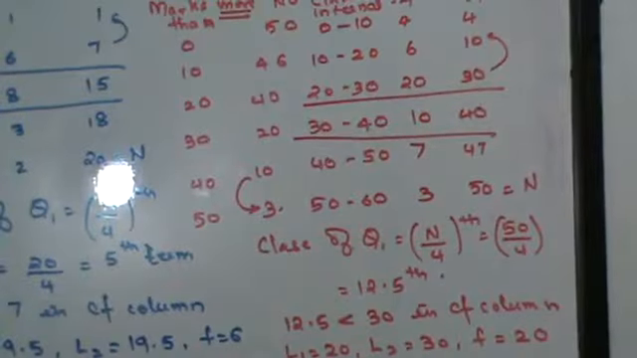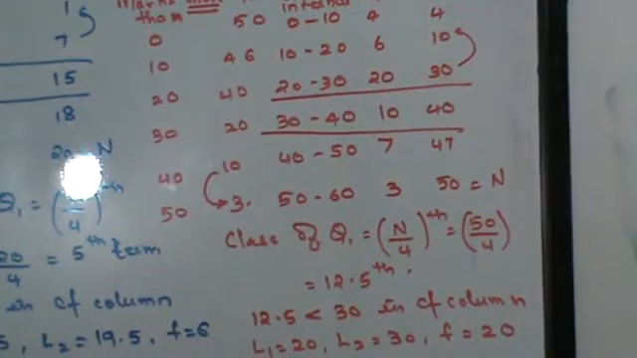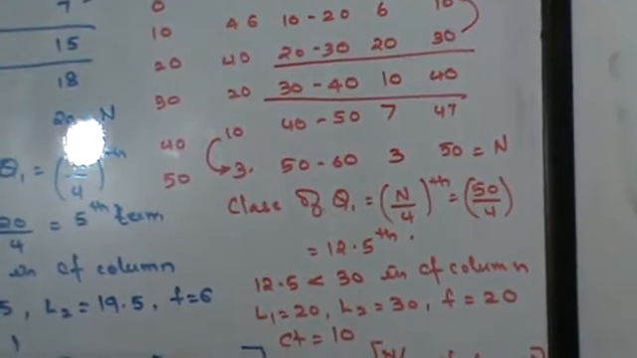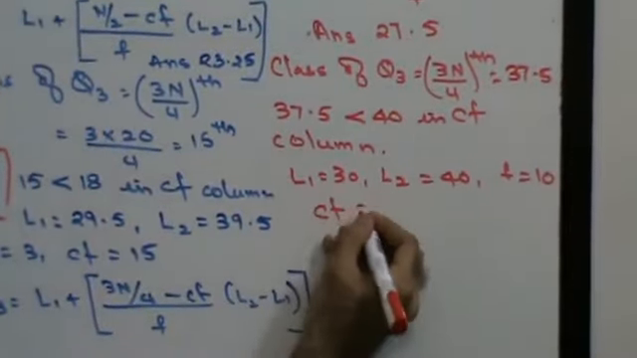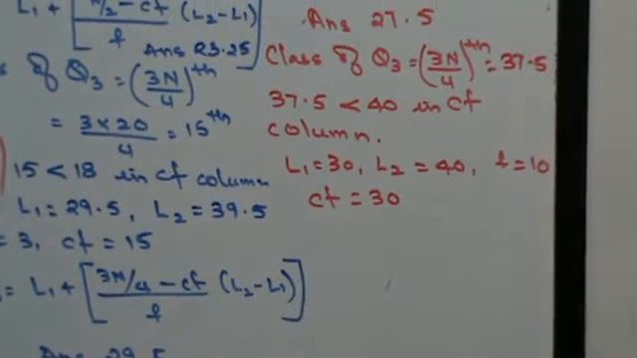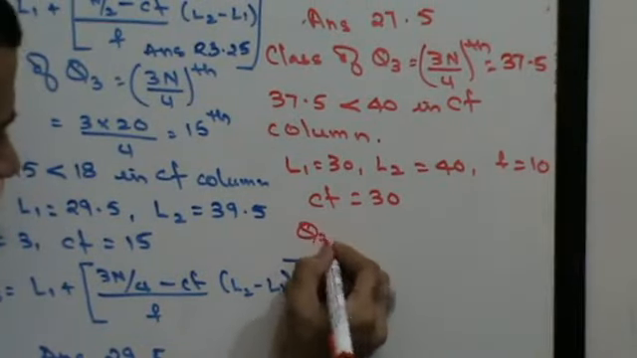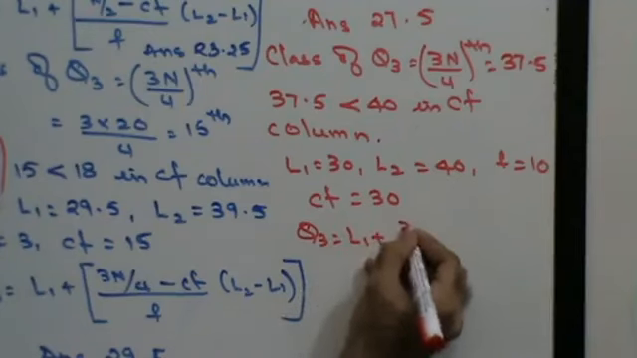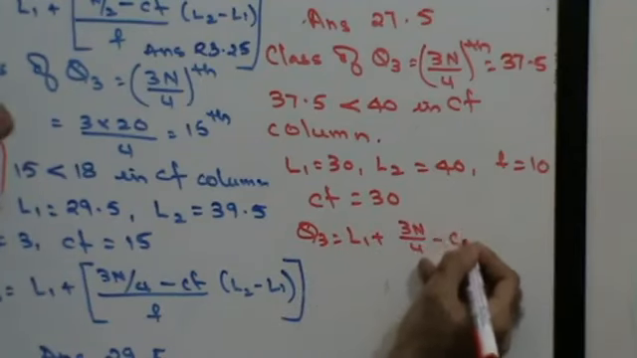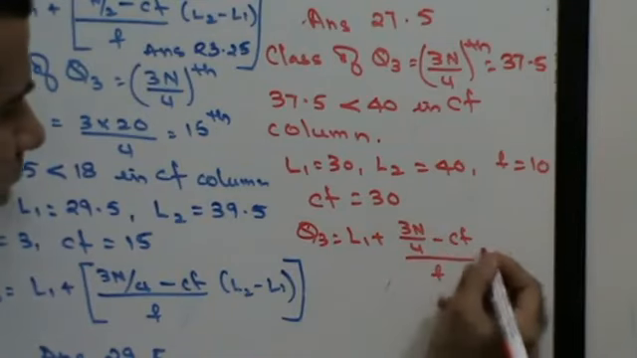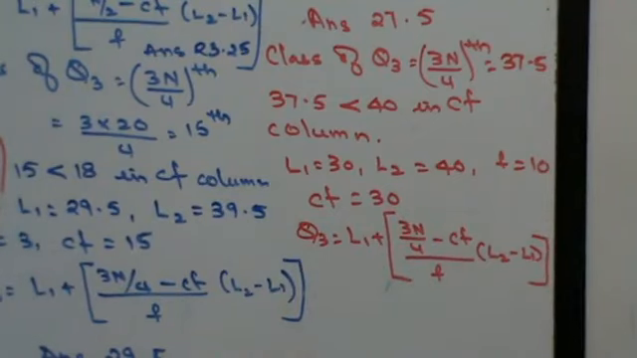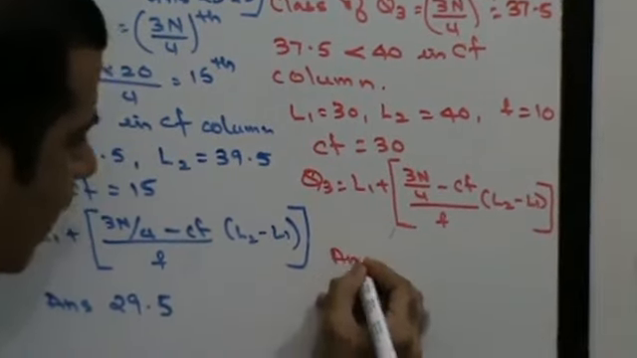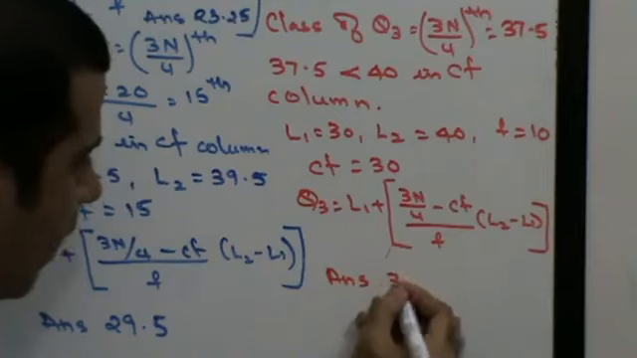If it is less than 40, that means I can say that L1 is 30, L2 is 40, F is 10 and CF is the number above that. So CF is 30. So I can say Q3 is L1 plus 3n by 4 minus CF upon F, times L2 minus L1. When you solve this, you will get the answer as 37.5.